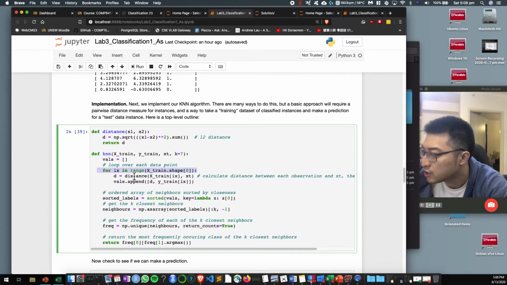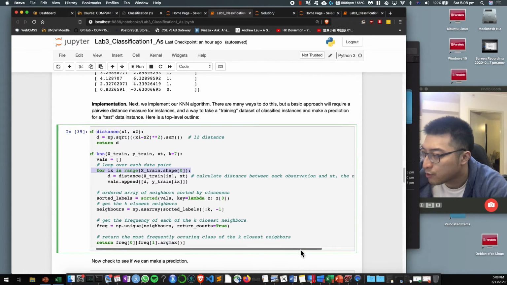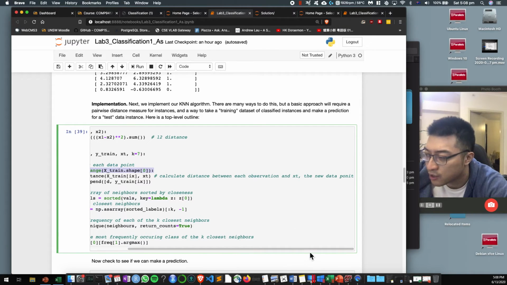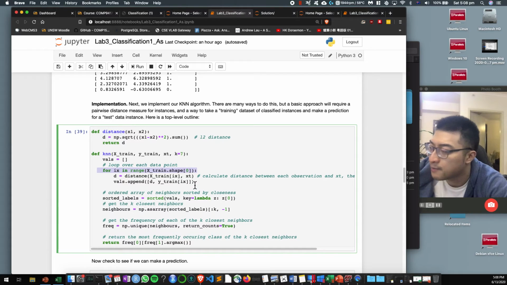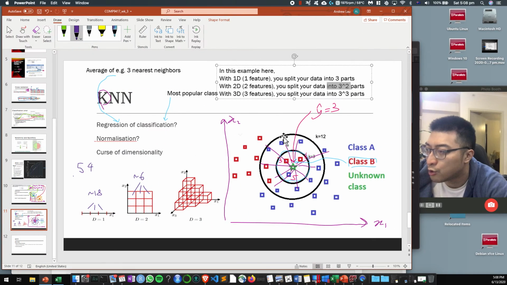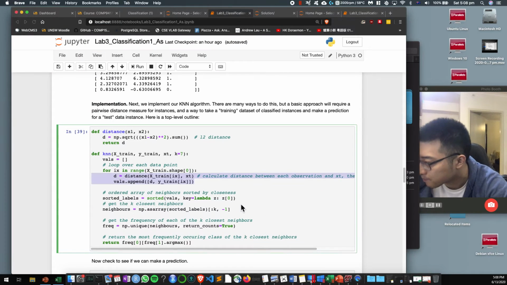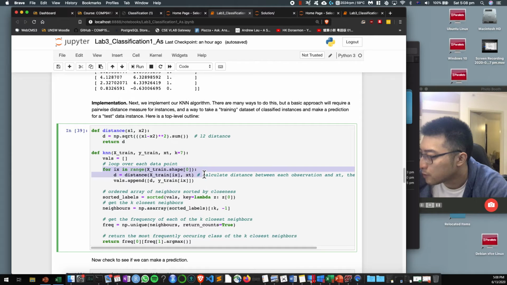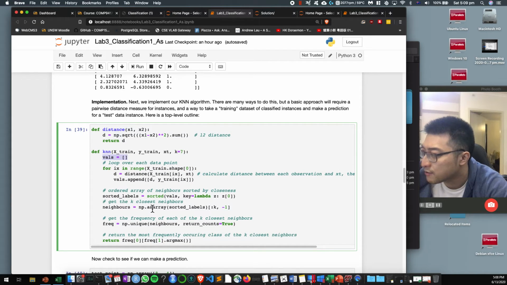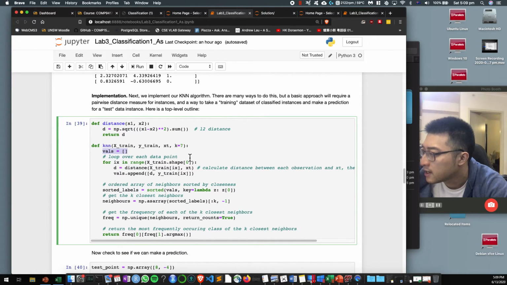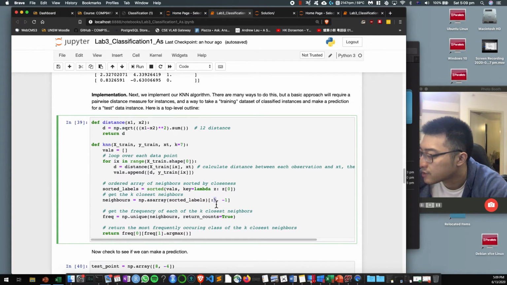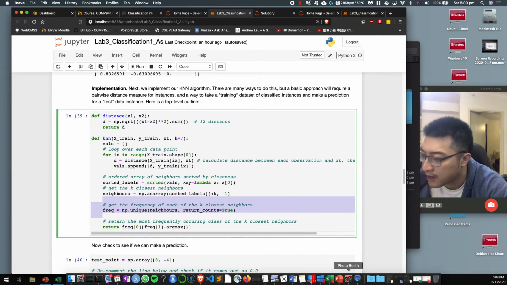Now what you do is you go through each of the training data points, and you want to calculate the distance between each observation and that new unseen data point. The idea is you eventually want to work out a list, or maybe an array, of all the closest, say in this case k is equal to 7, many data points. Once you loop across and append, you have a list. This list called vals gives you the distance between the xt and all the observations, right? After this, you effectively sort it, and then you get the k nearest neighbors.